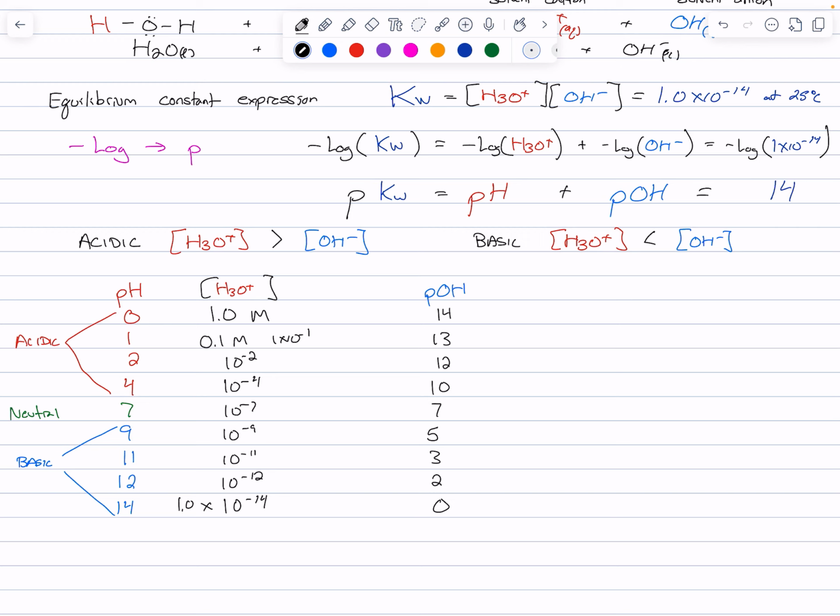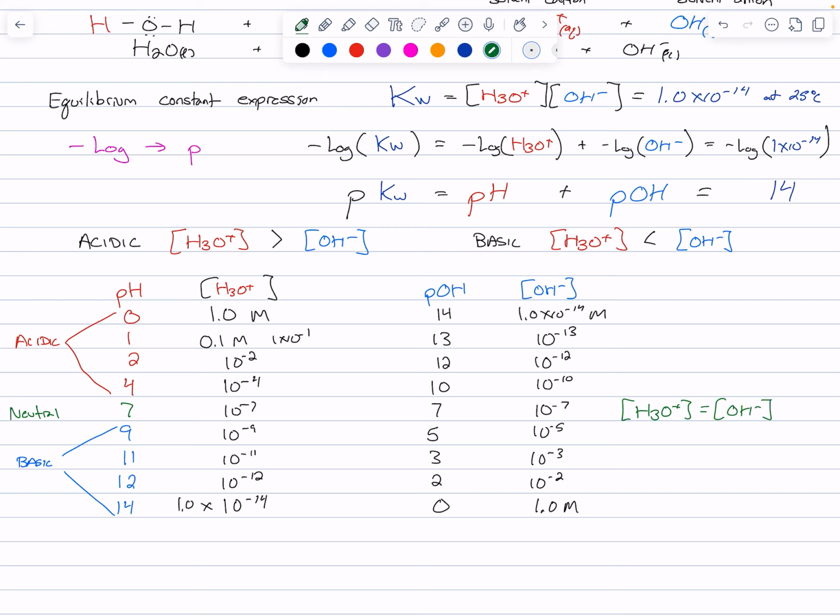All right? And our concentration of hydroxide, right, we start off at 1.0 times 10 to the negative 14 molar. Then we got 10 to the negative 13 molar, 10 to the negative 12th molar, 10 to the negative 10th molar, 10 to the negative 7th molar, 10 to the negative 5 molar, 10 to the negative 3, 10 to the negative 2 molar, and finally 1.0 molar hydroxide. All right. So when we're neutral, our hydronium concentration equals our hydroxide concentration.